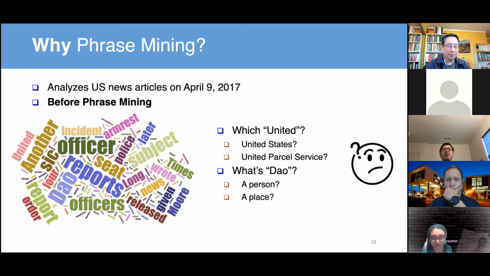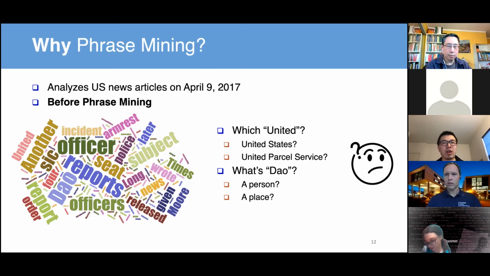So this is April 9th, 2017. Before phrase mining, what we have in these articles are just unigrams. One of the straightforward things we can do is some counting. We can count how many times each unigram appeared on this day, April 9th, 2017, across all these news articles. Then the straightforward solution is to plot a word cloud.